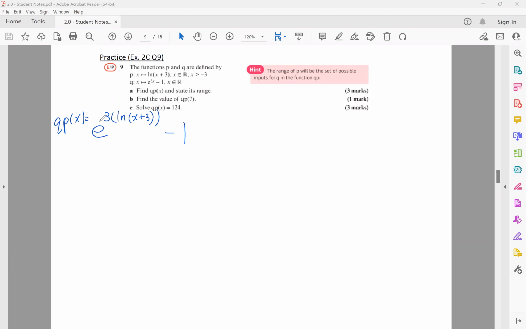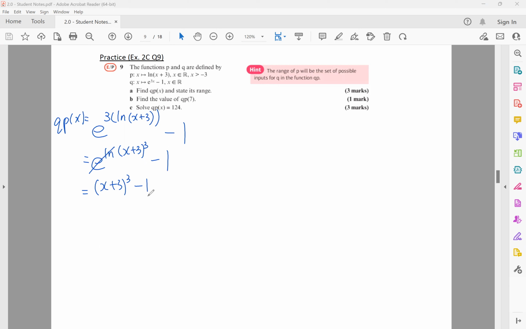Next, if I want to cancel e and ln, I need to somehow put the 3 elsewhere. Now, using log rules, I know I can put a 3 into the power of x plus 3. So e to the power of ln (x plus 3) cubed, minus 1. e and ln now cancel out. So (x plus 3) cubed minus 1 is the function. Find its range.